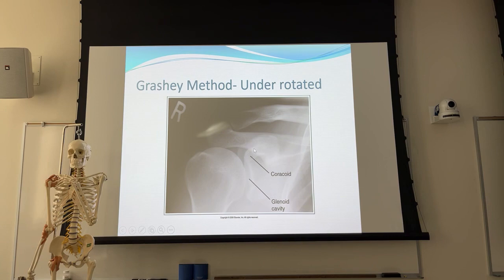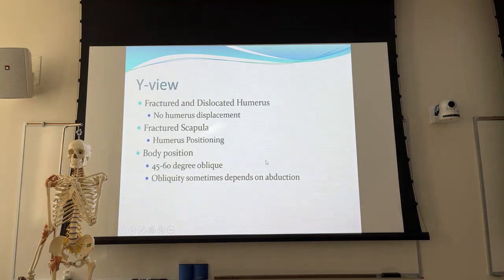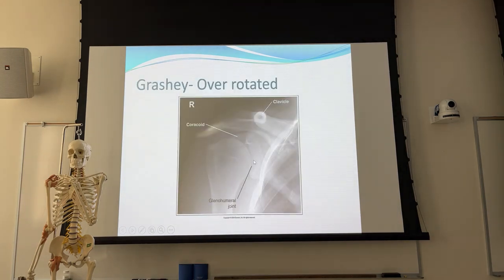It's projected more medially. We're under-rotated. And then we've got over-rotation, really closed glenohumeral joint space, and the coracoid process is well into the humeral head. That's what over-rotation would look like.